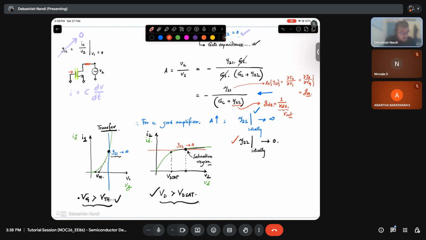Fine. So this expression, what is the expression? Minus gm times 1 by RL plus 1 by rds. Can you recompute this expression?